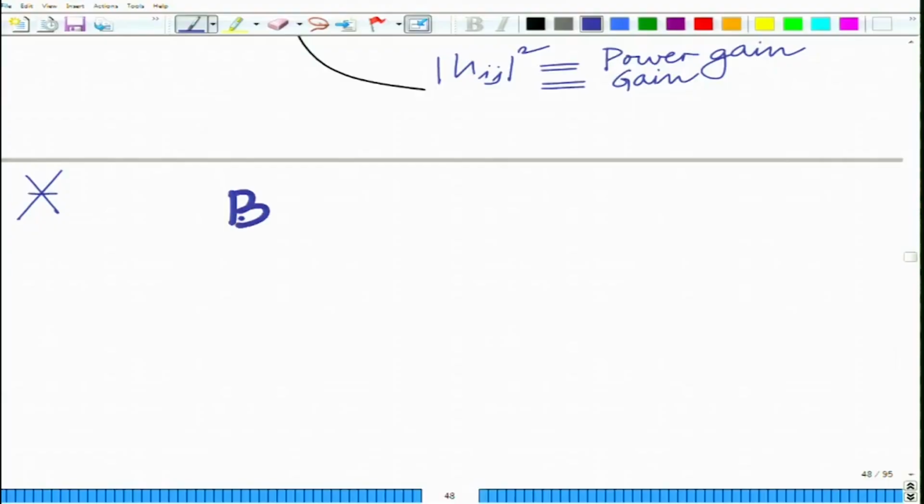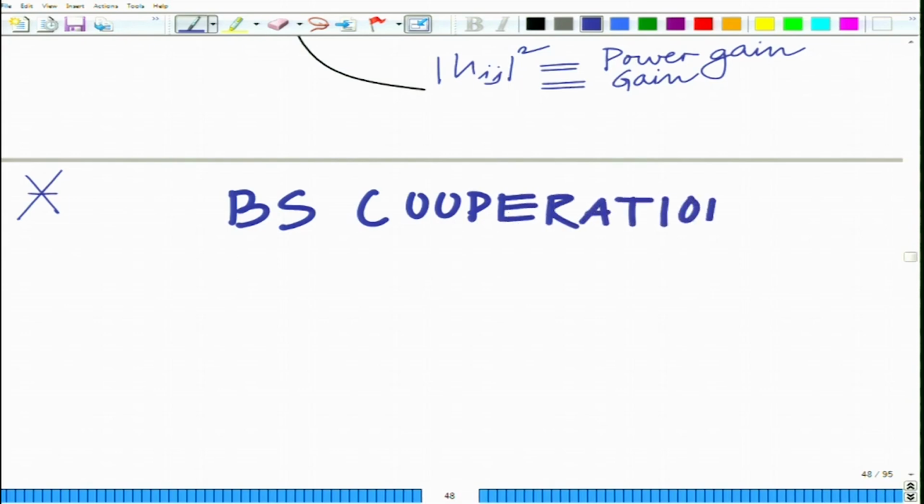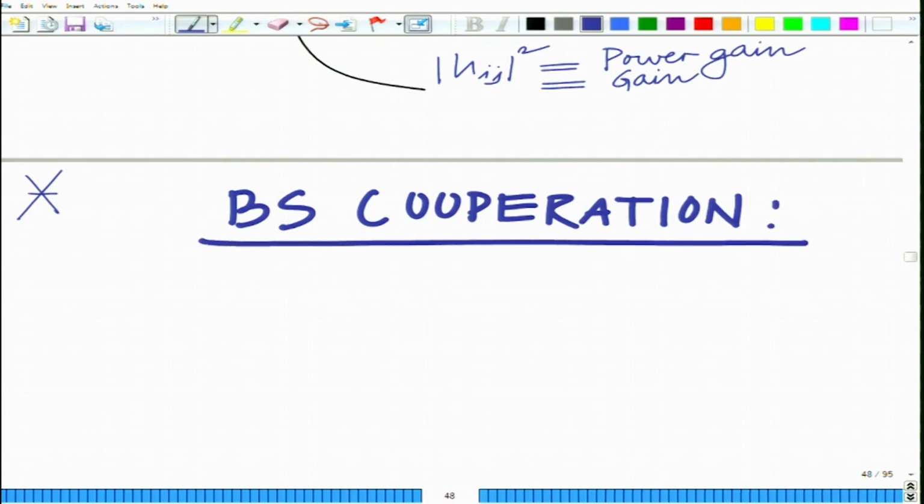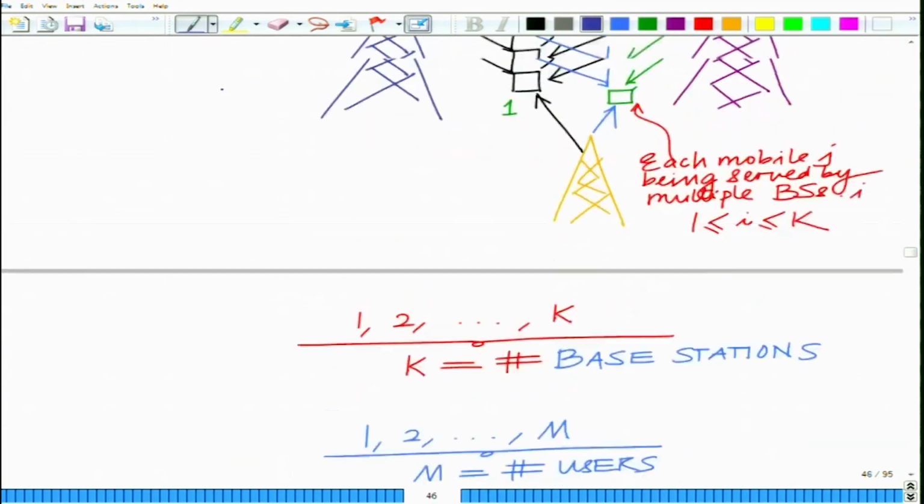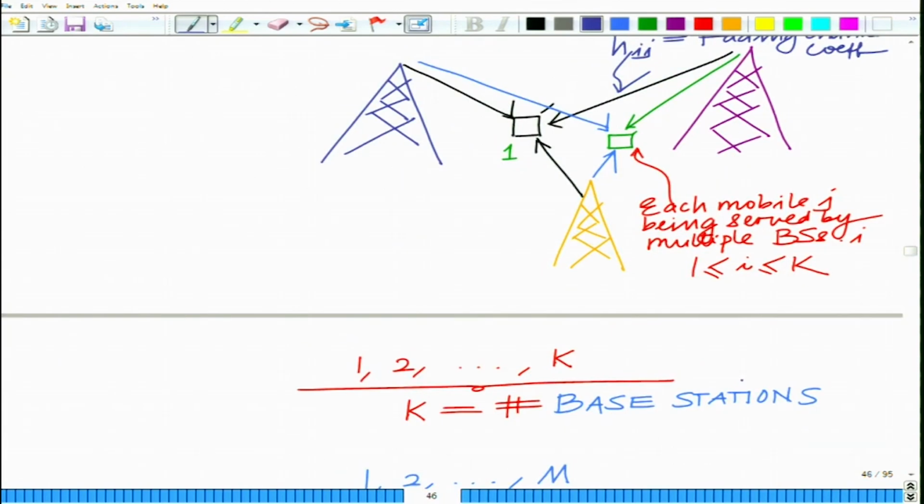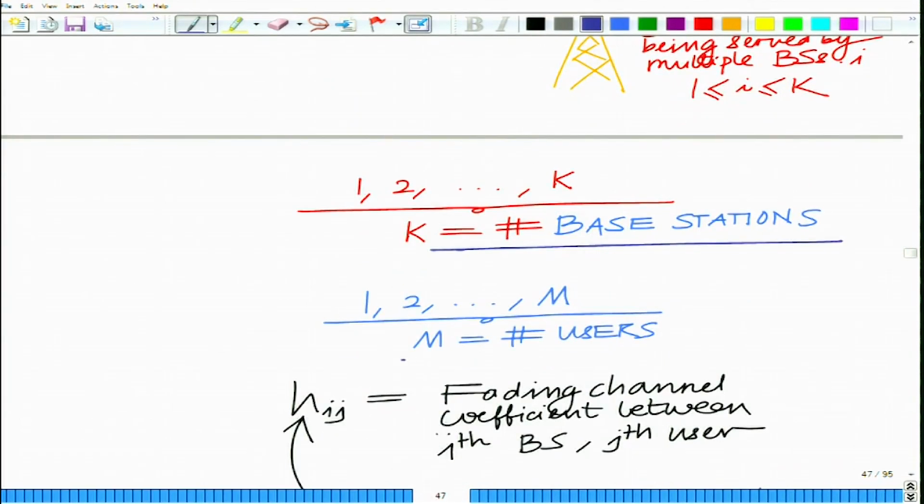So we are looking at a wireless base station cooperation scenario in which several base stations are cooperating to transmit to a single user or a group of users. This is a very practical example in a cellular network, what is termed as base station cooperation. As we described in the previous module, we have k base stations, where k is the number of base stations, which are cooperating to transmit to m users.